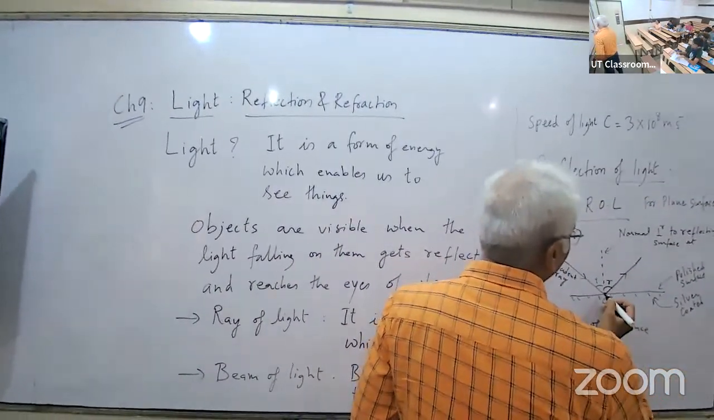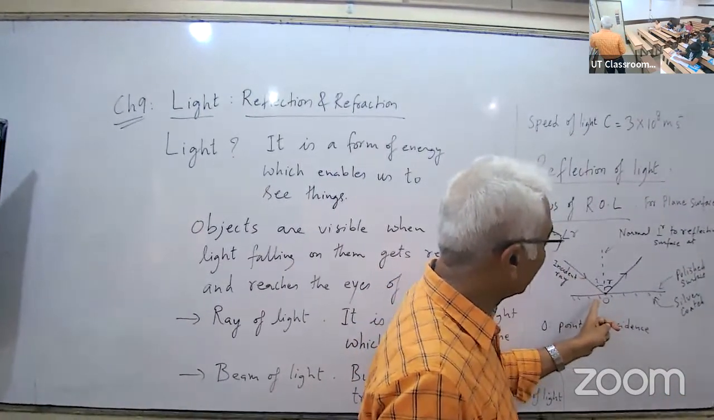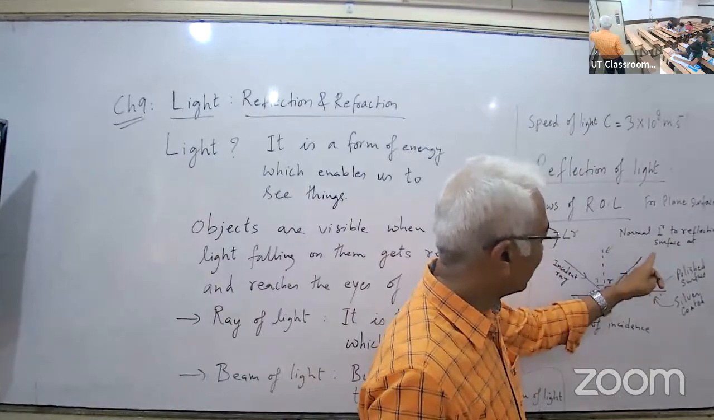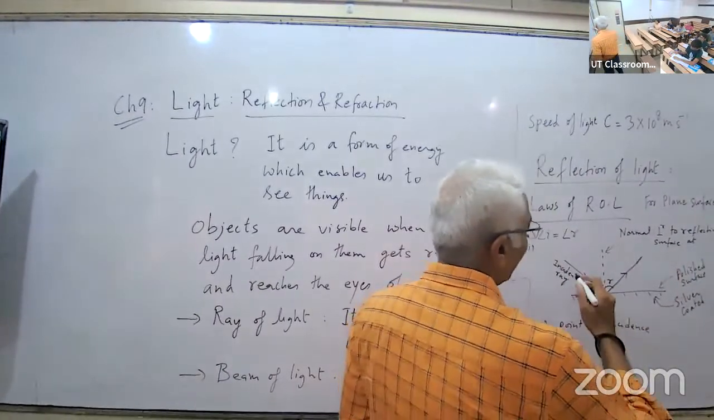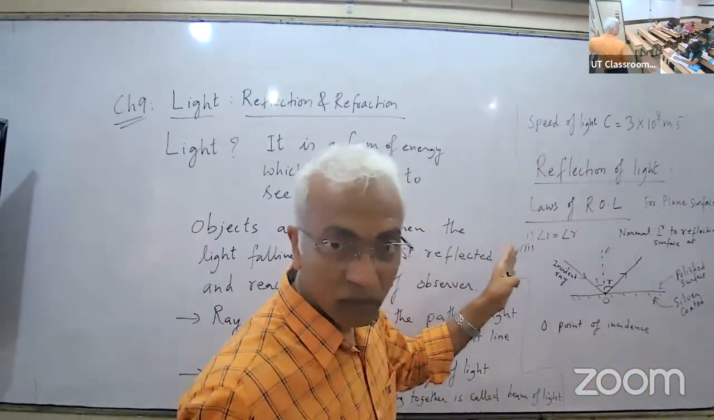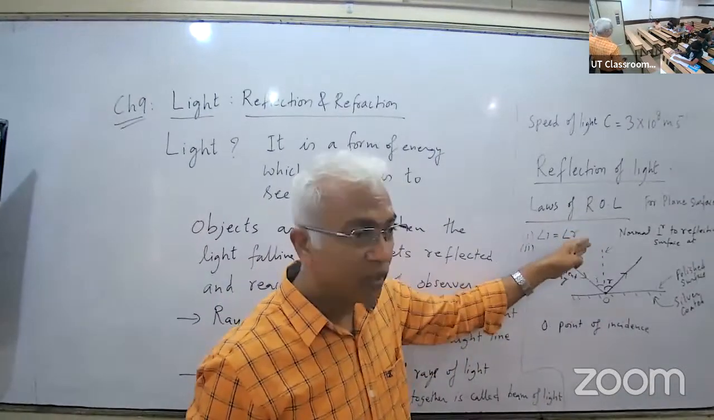So what does it mean? At the point of incidence, we should say, the incident ray, the normal and the reflected ray at the point of incidence lie in the same plane. So what is the plane? The plane is the board right now. All three lines are in the plane of the board.